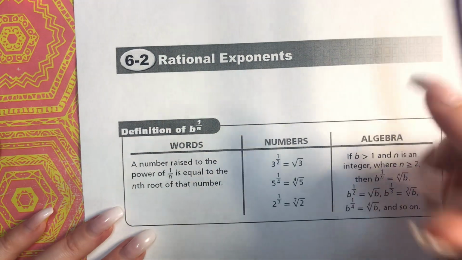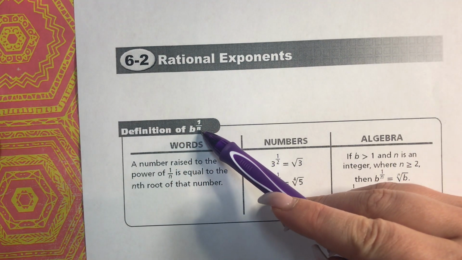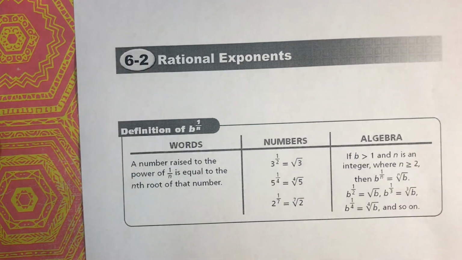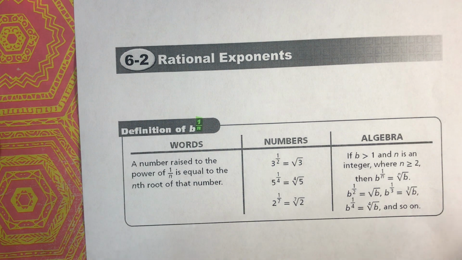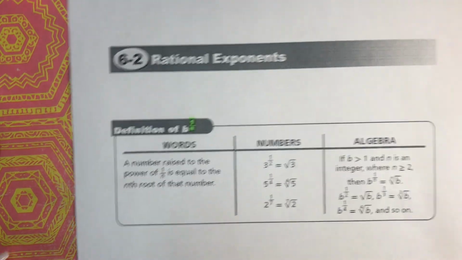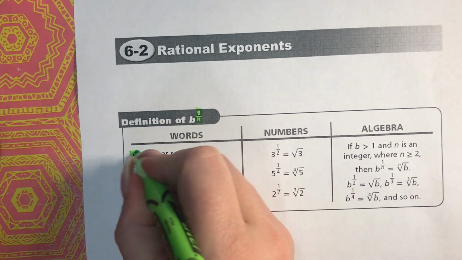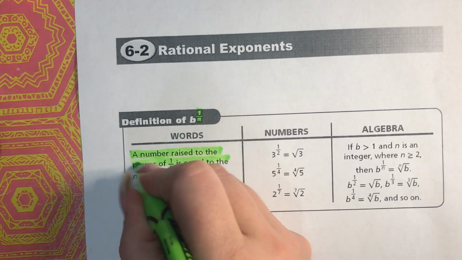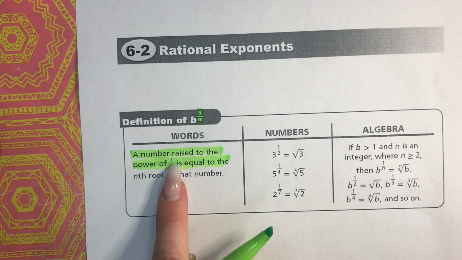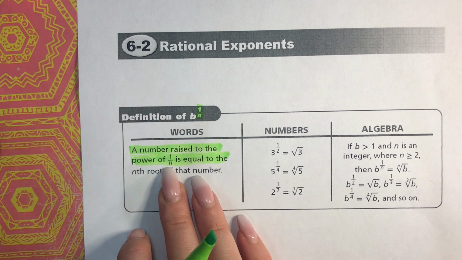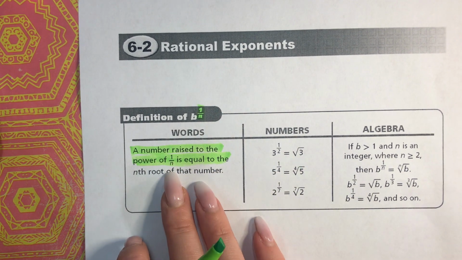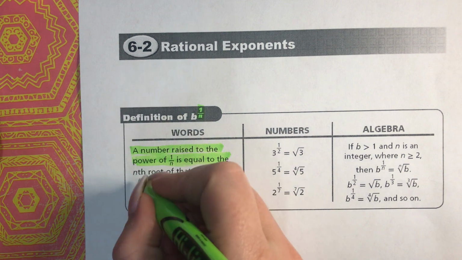All right. So let's look at this before we get started with example 1. So this is the definition of b to the 1 over nth. Okay, so this is a rational exponent. This is that fraction in the exponent which this whole section is about. So what it says is a number raised to the power of 1 over n, and that n can represent any number. So it could be 1/2, 1/3, 1/4, 1/5. They just have an n, so it represents all those different fractional numbers, is equal to the nth root of that number.